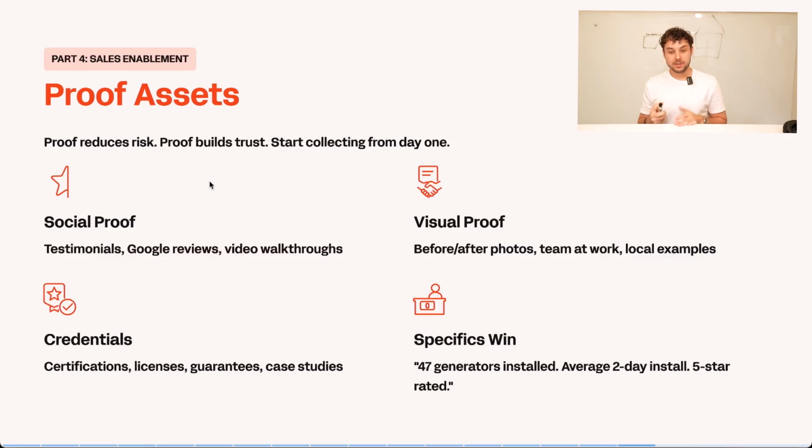But if you don't have that, specific wins work equally well. So like listing the amount of clients you've helped, or the amount of time it takes for you to complete your service, or showing your Trustpilot reviews or your Google reviews.